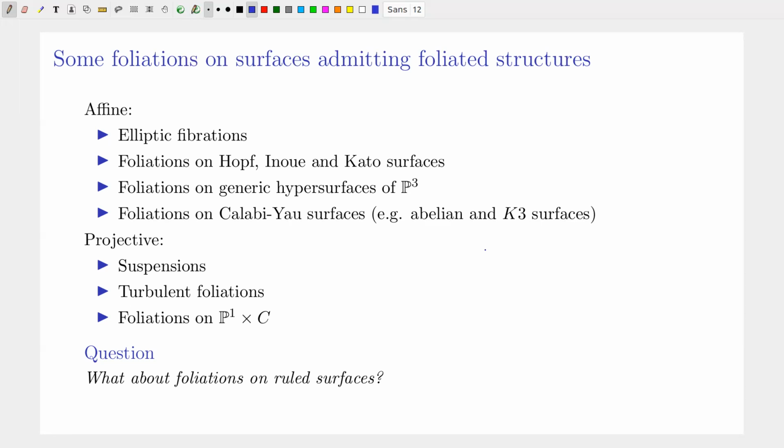So we don't know if all foliations on ruled surfaces admit foliated projective structures. We think that is the case. It's probably not that difficult. And you should start by reading Javier's article about the foliations on ruled surfaces. So we've done so far. Okay, so I will not tell you. So this is this question. I think it's an interesting one.